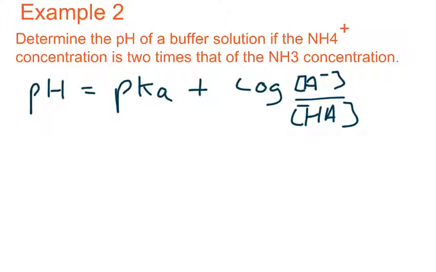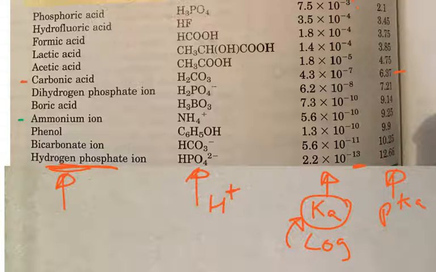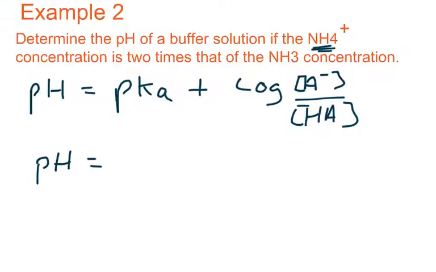Now, in this case, we are looking for the pH. We don't know what it is. Now, the pKa for ammonium, you don't panic. You look at the table. Now, ammonium ion is over here, NH4 plus, and the pKa value is there. So that's 9.25. Okay, so we're going to substitute 9.25 here, and that's going to be plus log.